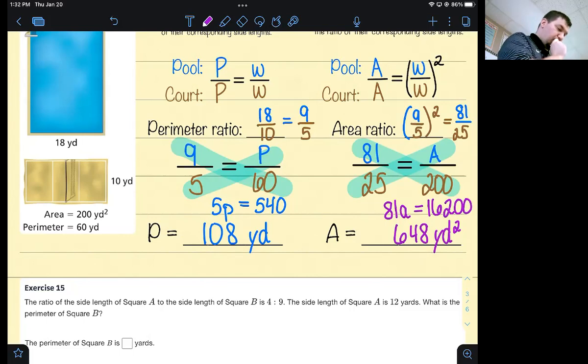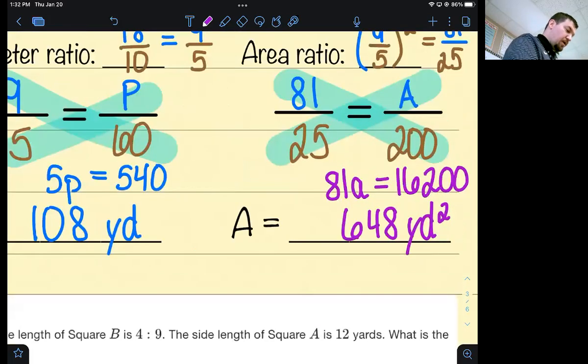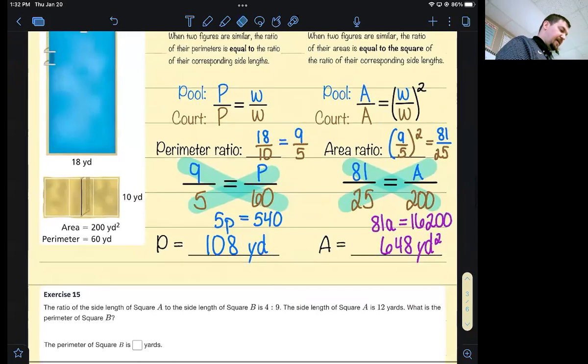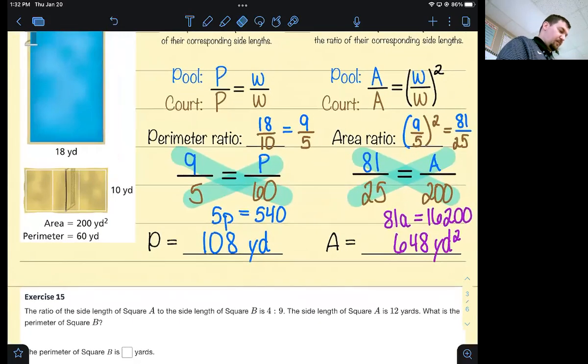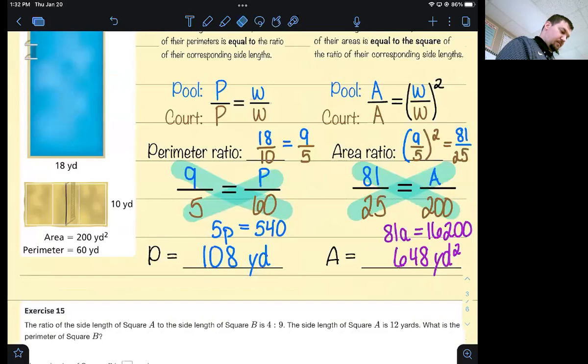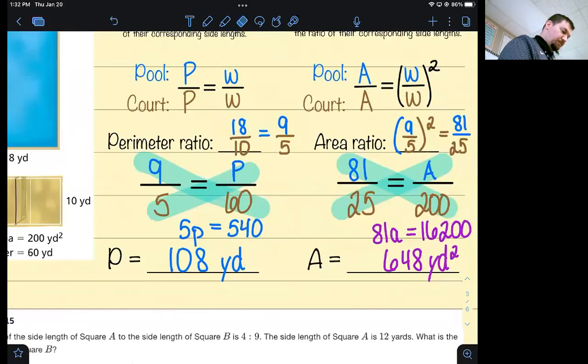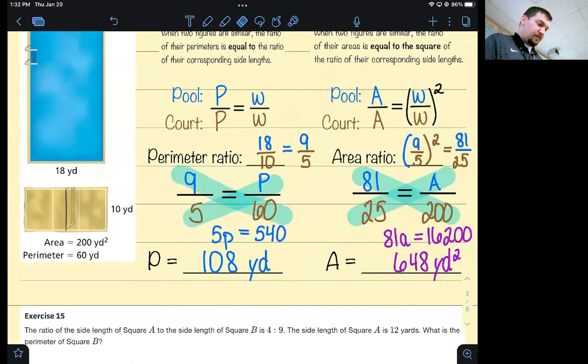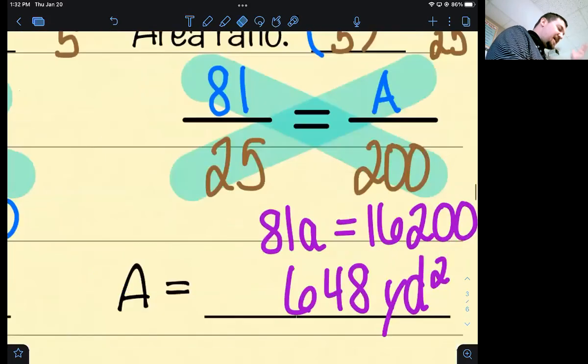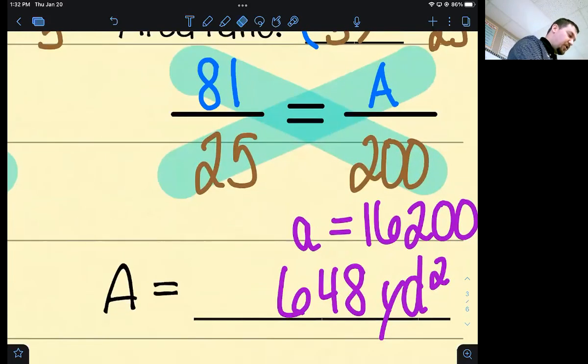Oh, is that the wrong answer? No, yeah. It's just 200. Wait. It can't be the same area. Oh, wait. It's 81. You said 81 times 200 was 16,200. 16,200 divided by 81. 200. Divided by 25. Go. Quit doing what I write and do what I mean. Yeah, it should be 25A, shouldn't it?